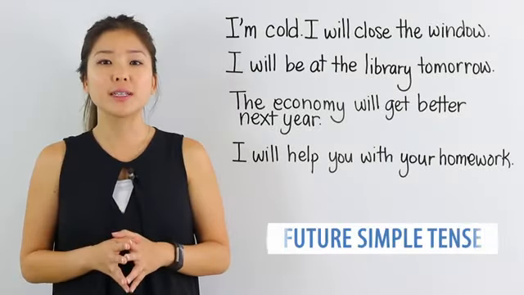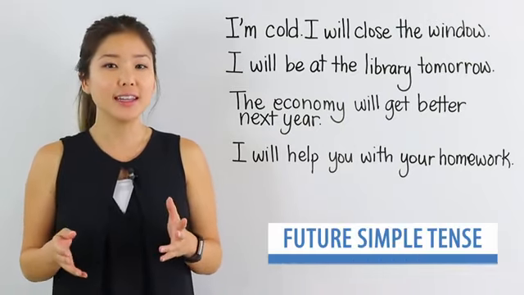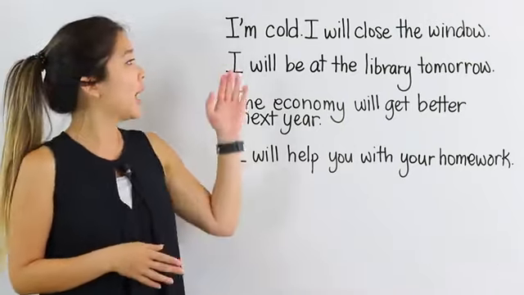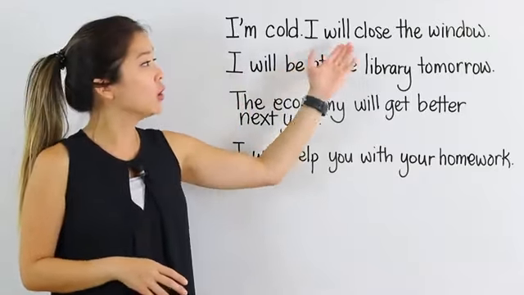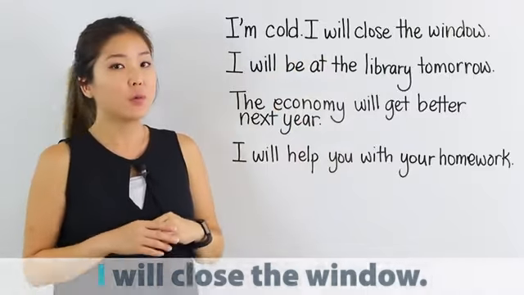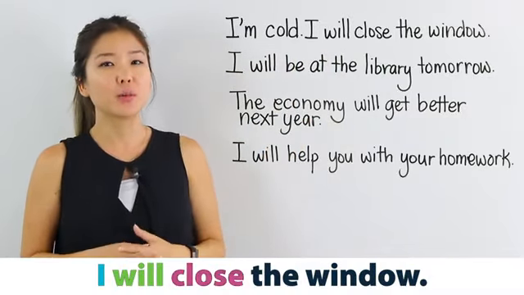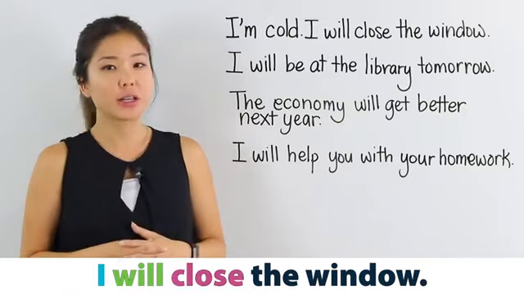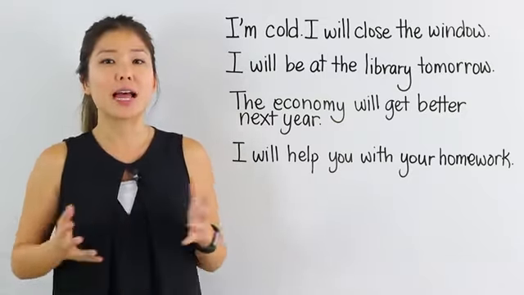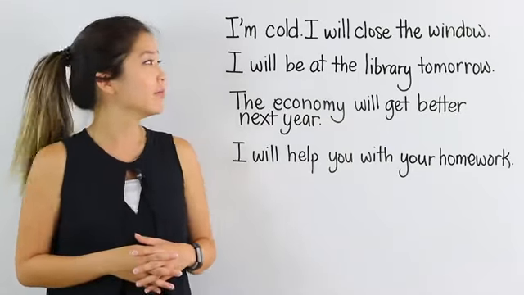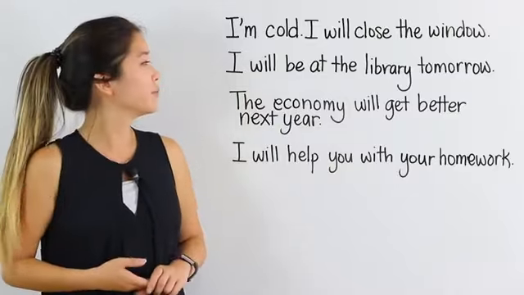The future simple tense can be used to express a future action. Let's take a look at some examples. I'm cold. Well, that's right now. I will close the window. We start with the subject, will, and then the base verb. I will close the window. In this example, I'm making a sudden decision because of how I feel right now. I will close the window because I'm cold right now.